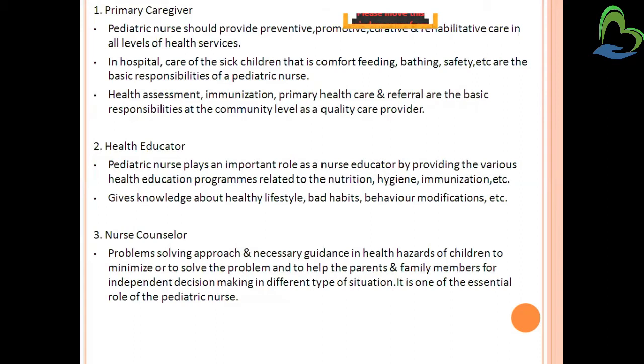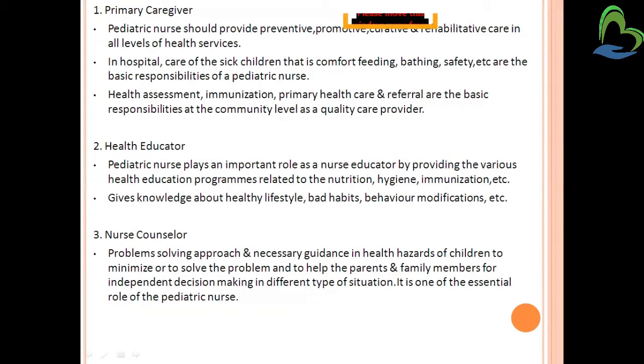In hospital, care of sick children, that is comfort, feeding, bathing, safety, etc., are the basic responsibilities of a pediatric nurse. So while working in a hospital, it is the responsibility of a nurse to provide care to the sick children. Care like comfort, feeding, bathing, and safety. These are the responsibilities of nurse.